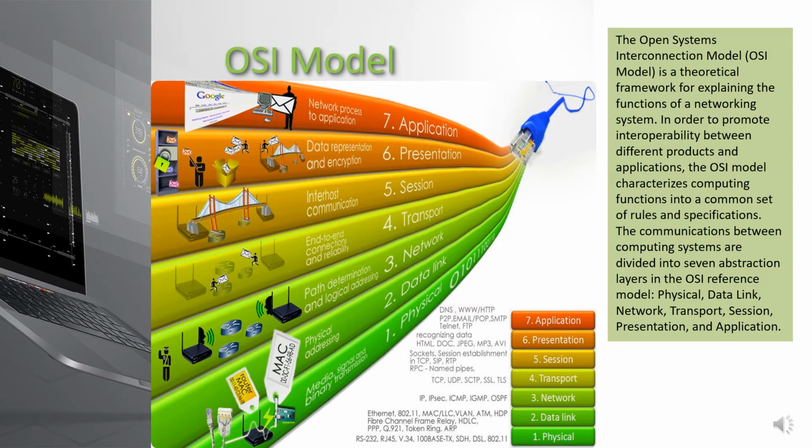The OSI model, or Open System Interconnection Model, is a conceptual framework used to describe the functions of a network system. The OSI model characterizes computing functions into a universal set of rules and requirements in order to support interoperability between different products and software. In the OSI reference model, the communication between computing systems is split into 7 different abstract layers.